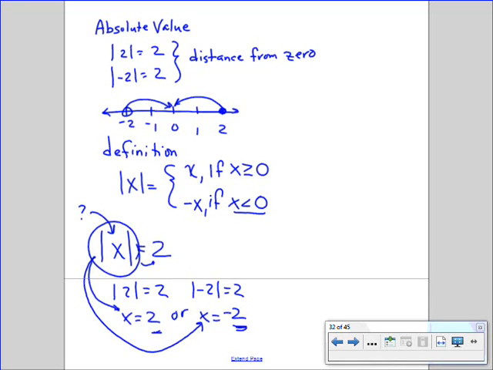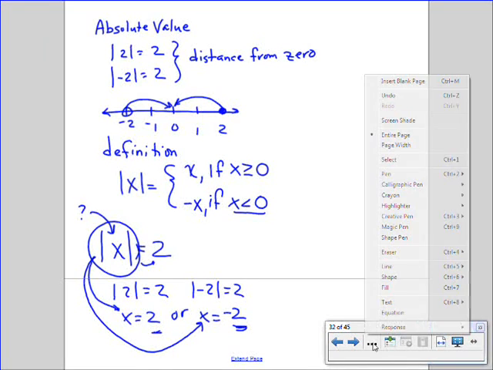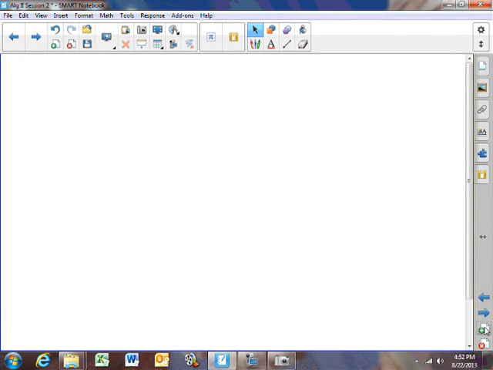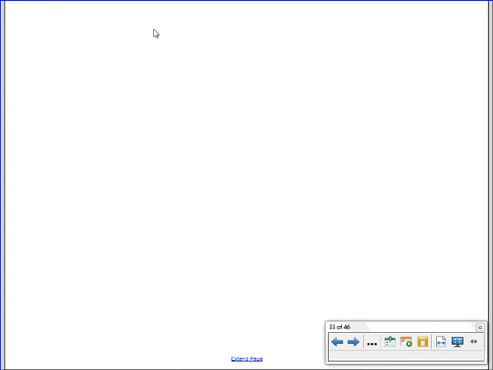Now let's take a look at an equation and see if we can. I'd like a new page. Where do I get a new page? Well, let's try this. We'll get a new page this way, and then we'll just go back to the full screen.